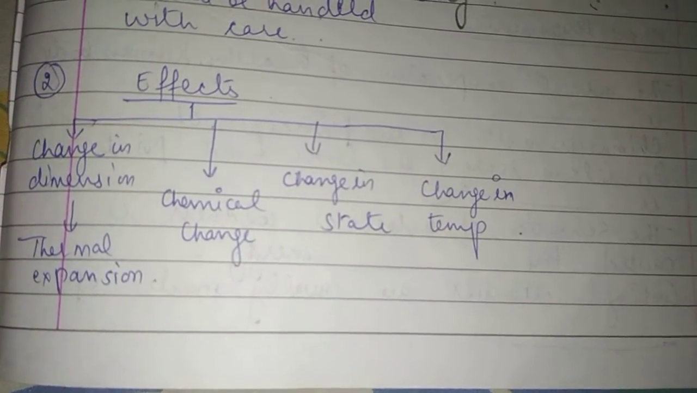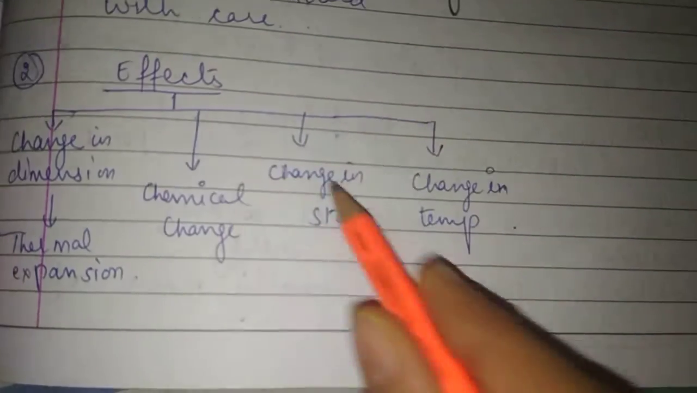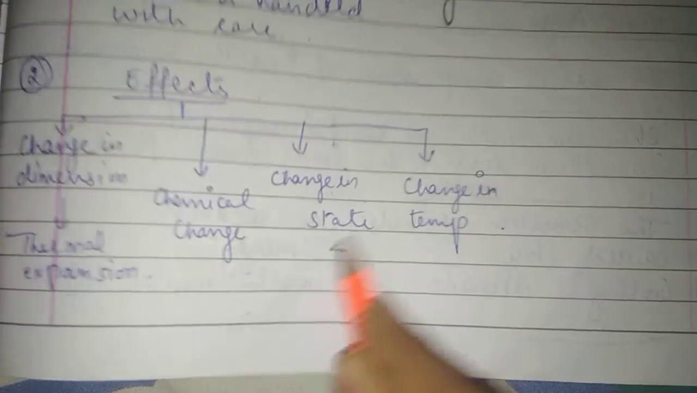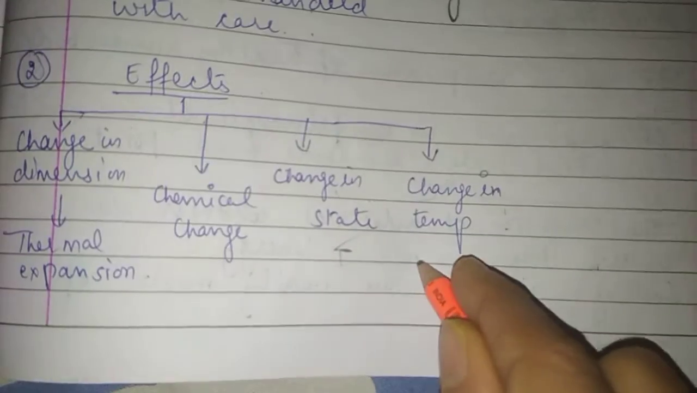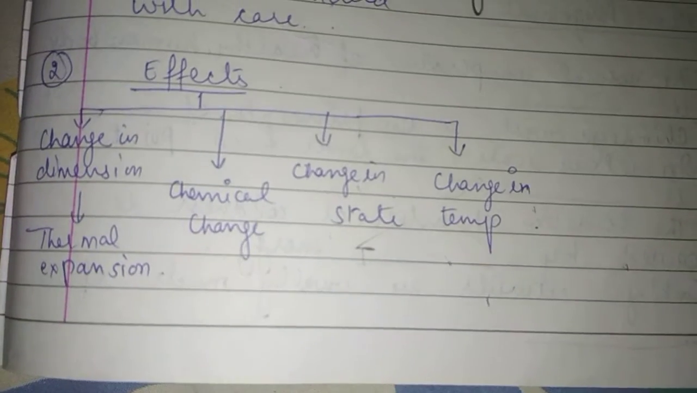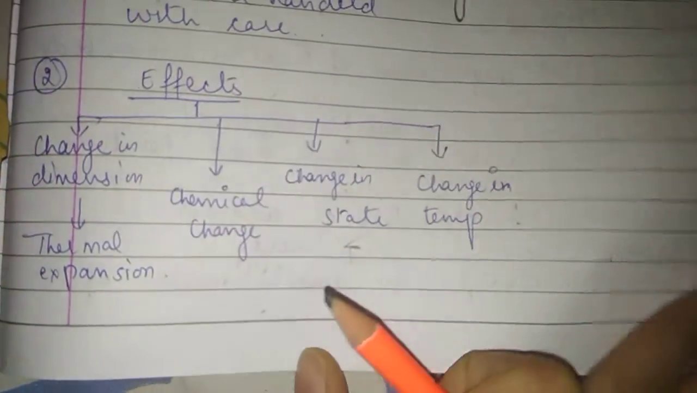For example, from solid to liquid, a change in state. Also a change in temperature, from low temperature to high temperature. So these are the main effects of heat.